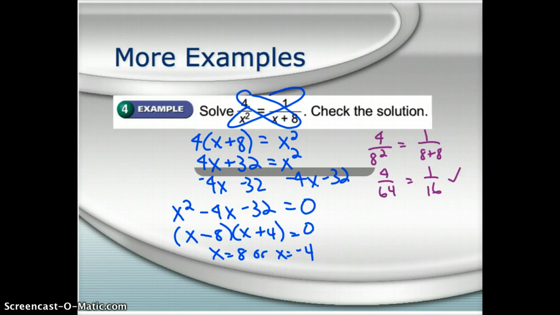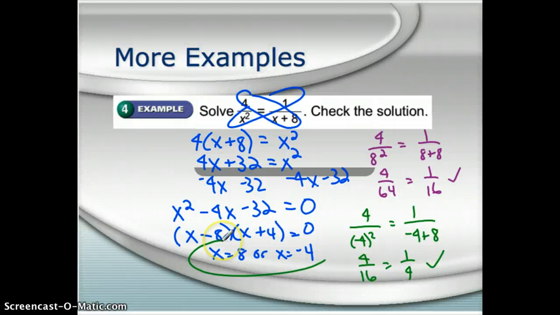Okay, let's check the other one, negative 4. 4 over negative 4 squared. Does that really equal 1 over negative 4 plus 8? Well, that's 4/16. 1 over negative 4 plus 8 is 1/4, and 4/16 does reduce to 1/4. So again, that checked out. Both solutions work. We'd say they're both legitimate solutions here.